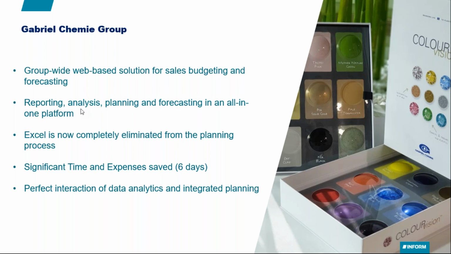Gabriel Chemie, or GCM, is a chemical company in Austria who came to Inform looking for a group-wide web-based solution for their sales budgeting and forecasting. Together, we have now created an all-in-one platform for their reporting, analysis, planning, and forecasting directly in Qlik Sense. And it is very common for clients to come to us currently doing all of these processes in Excel. So one of the primary success factors for GCM is that they are very happy that they have now completely eliminated Excel from their planning processes.